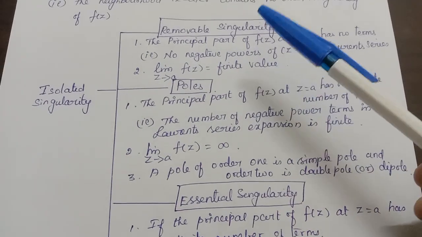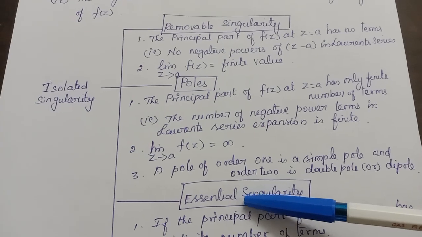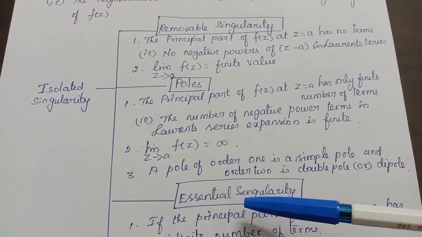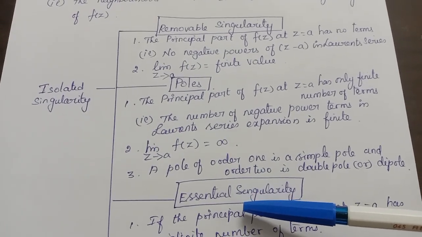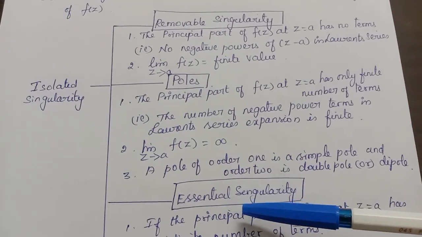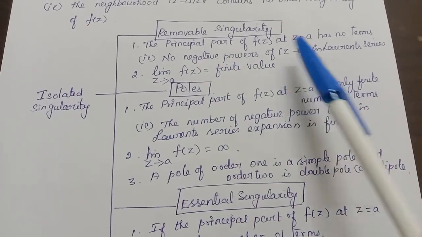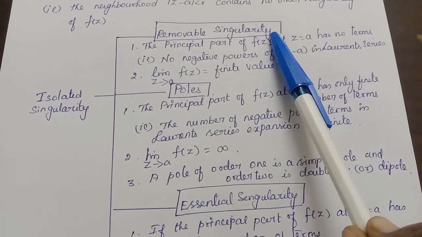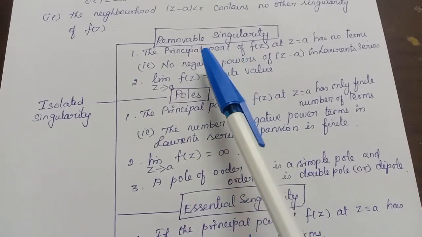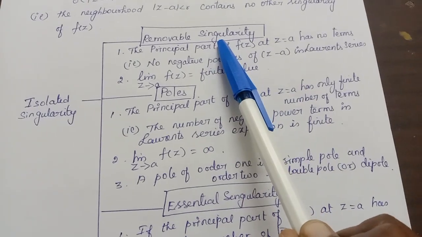So for classifying the singularity as removable or pole or essential, what you have to do is write the Laurent series expansion for the function f(z). The Laurent series expansion will contain both positive and negative powers of z minus a, right? If the Laurent series expansion has no negative powers of z minus a, then that is called removable singularity. The negative powers terms are called the principal part. If in that principal part no terms are there, it is called removable singularity.